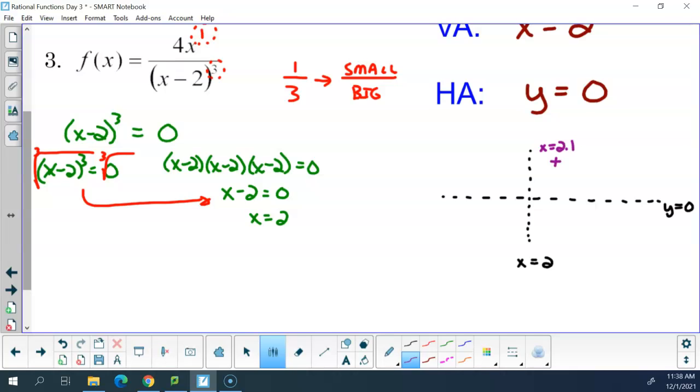If I put 2.1 in the bottom, I've got 2.1 minus 2. Is that positive or is that negative? Positive. If I cube any positive number, is it going to be positive or negative? Still going to be positive, right? So my denominator is still positive. Positive divided by a positive? Positive. So this one is going to go to positive infinity.